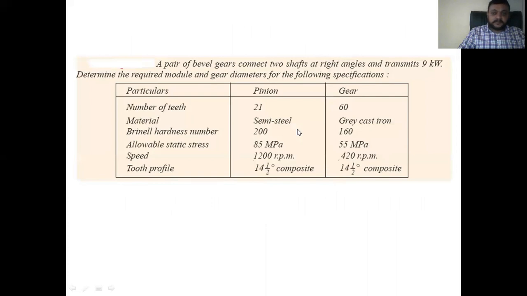And this is an additional example for the sake of practice, where you have to design a pair of bevel gears having a right angle and transmitting 9 kilowatts, in which you have to calculate the module and gear diameters with the below data, where both the materials are different, sigma 0 is also different, the profile is the same, but NP and NG are different.